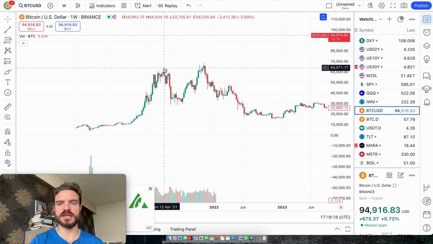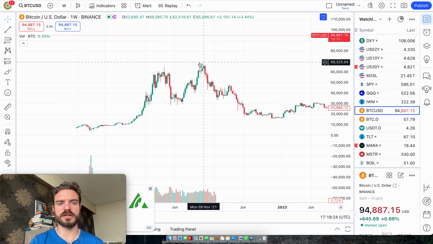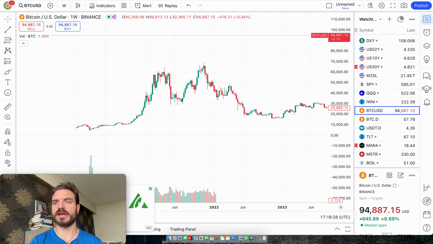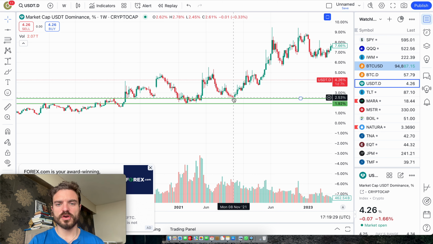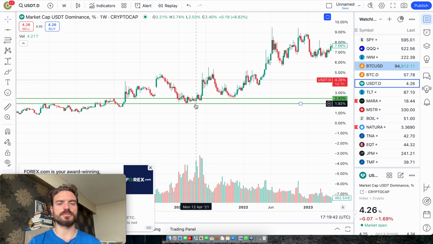When it was 65,000, 64,900. And when it double peaked later on in November, 69,000. So you were at the peak in November 2021, first week, second week of November, you were here in this zone, just above 2.4%. In April of 2021, you were just above 2%.